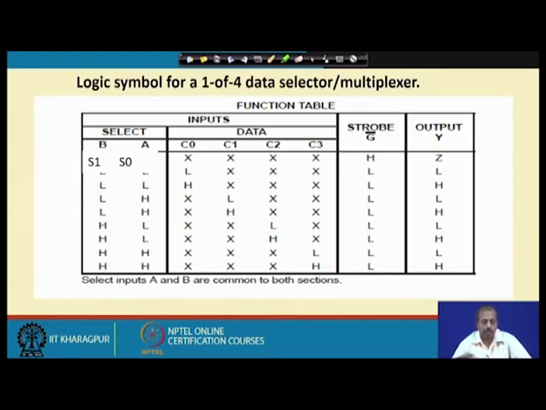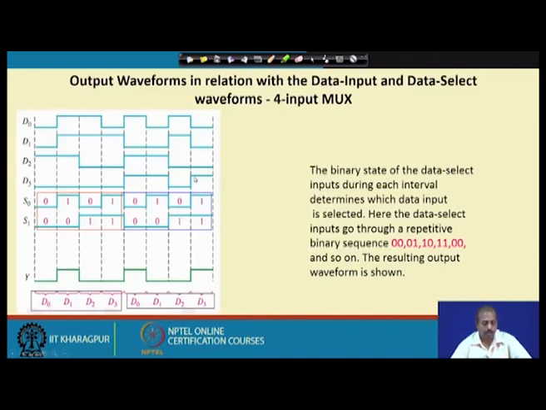When the select inputs S0, S1 are both low, then D0 will be selected. Actually, this timing diagram explains it better.